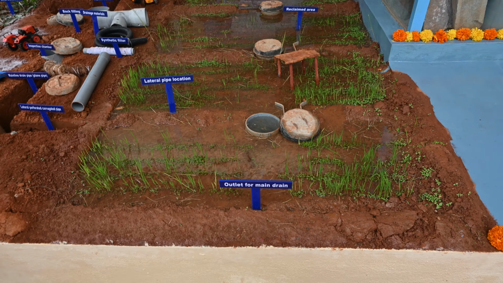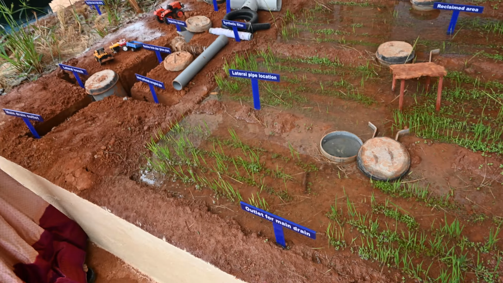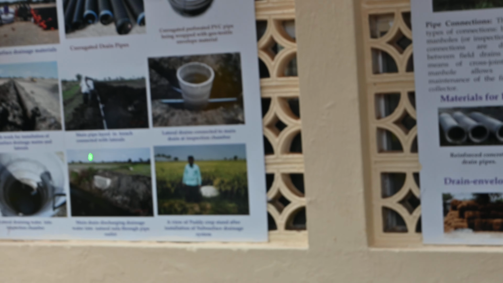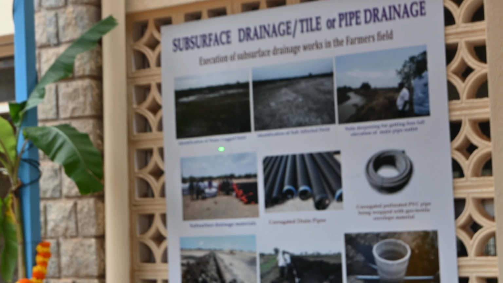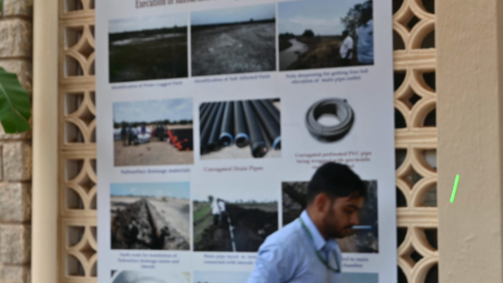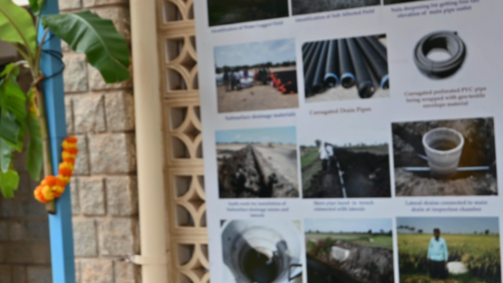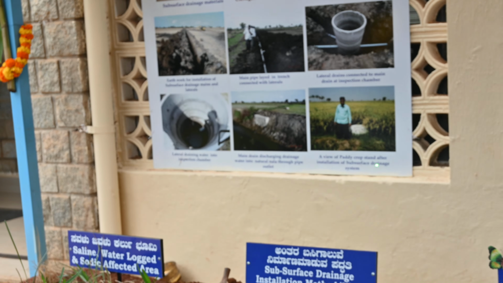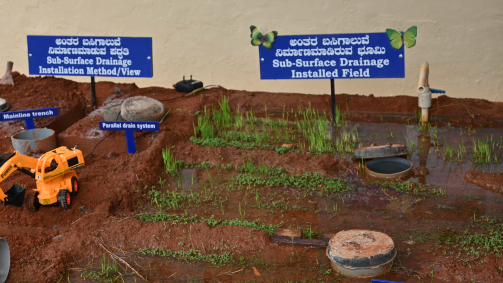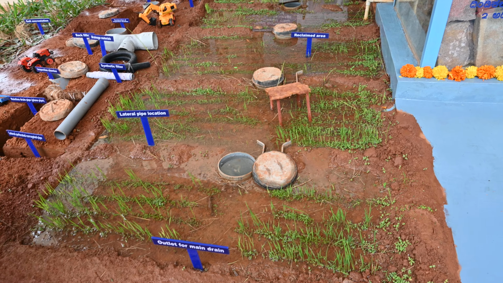This is the live working model of the subsurface drainage system, in which you can see that paddy is grown. You can also see in this executed project that the land was like this when it was waterlogged and salt affected, and after establishing this subsurface drainage system, we have the final view of this field as this one, the paddy crop. Similarly, we have demonstrated the same view here in the real model. We can also show you the demonstration.